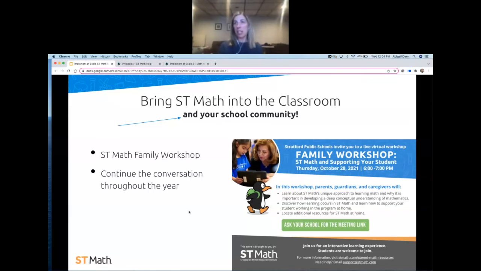And also still talking about that school community, of course, we're talking about families. One of the awesome things that ST Math offers is a family workshop. And Sam from Stratford shared her experience having an ST Math workshop. This was the flyer that we utilized to let parents and families know about the workshop.